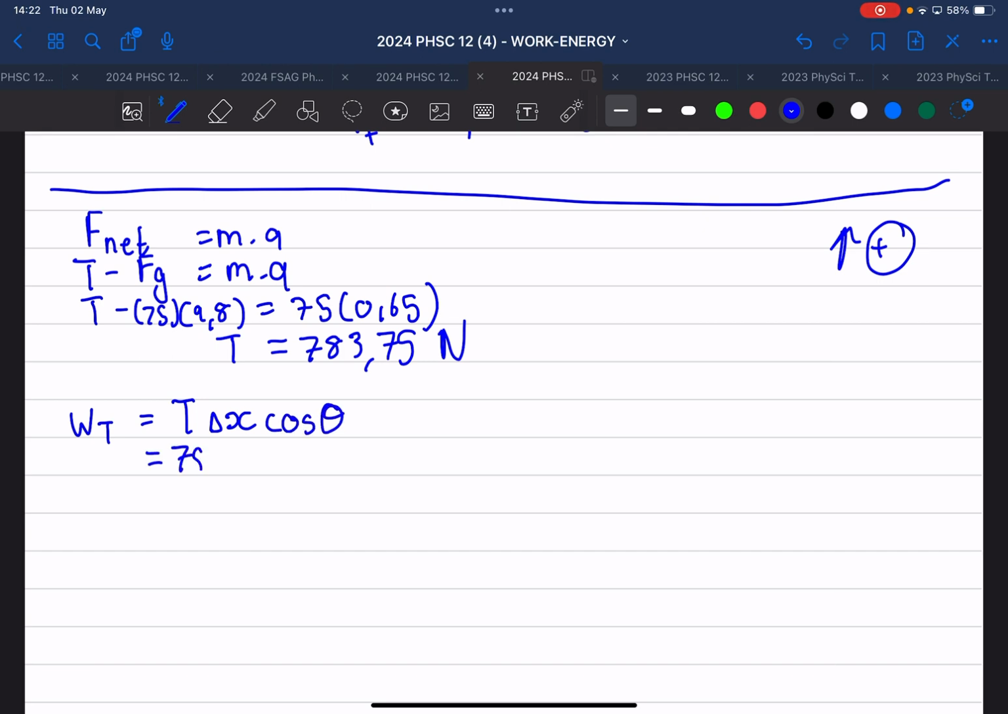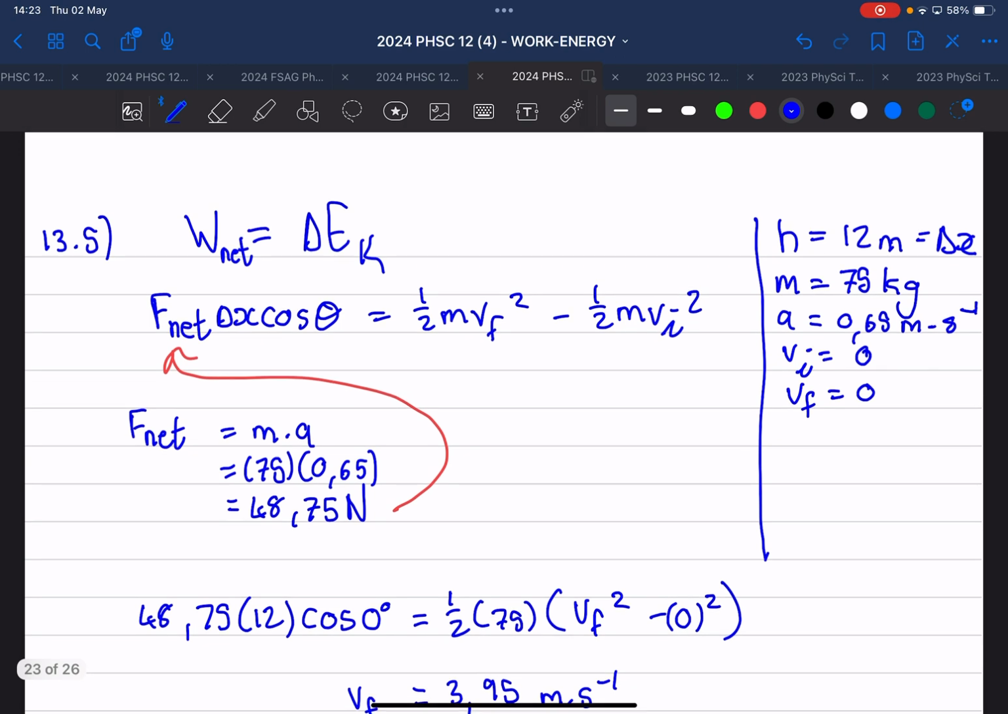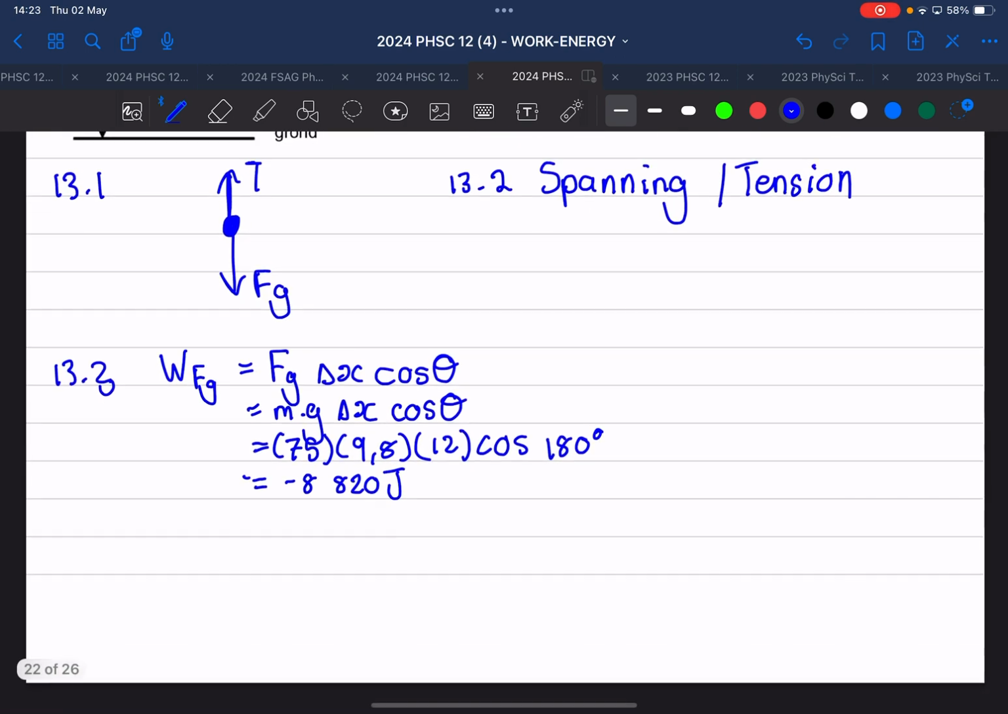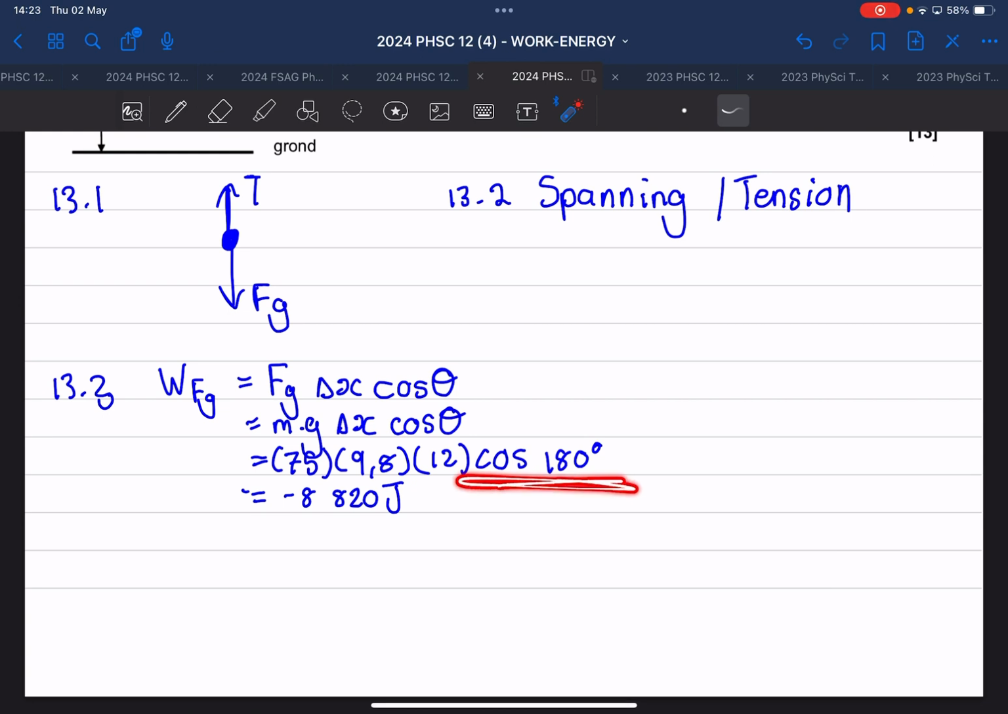Ons het nou net uitgewerk is 783,75 maal 12 maal die kos van 0 of 180, want ons werk met die spanning. Nee, nie so nie. No, you'll get the wrong answer. 0 degrees, because the tension is upwards, ons spanningskrag trek op en ons beweeg opwaarts. Okay, so dis 0 grade. Yes, like it was, well, yeah, for the work done by our gravitational force.